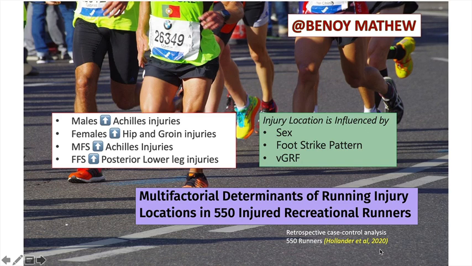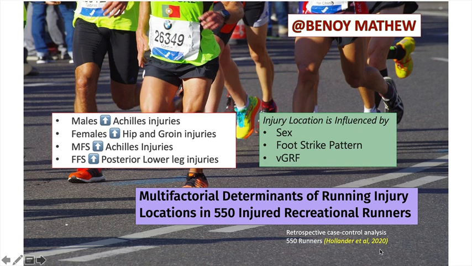When we talk about hip pain specifically in runners, a recent retrospective case control analysis looked into 550 injured runners. About 49.6% were female. They all had a medically diagnosed running-related injury. All of the runners had undergone a treadmill analysis to see their foot strike pattern and vertical ground reaction forces, and injuries were classified by a recent consensus statement. They looked into all those injuries, and we can see there's a sort of gender bias. Females are 2.2 times more likely to come with hip and groin pain. Males are more likely to come with Achilles injury.